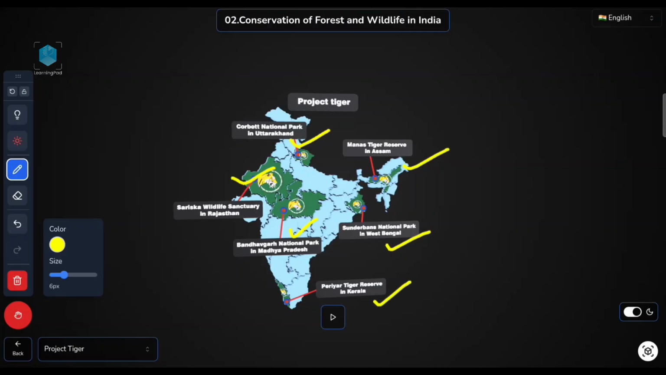In board exams, you're going to get one of these in your mapping questions, and one question definitely in mapping you will get from the second chapter of history, Nationalism in India. So apart from that, in this lesson you will definitely get one of these. So kindly note down, 1 mark, any 1 mark you might miss. Kindly note down these wildlife sanctuaries.